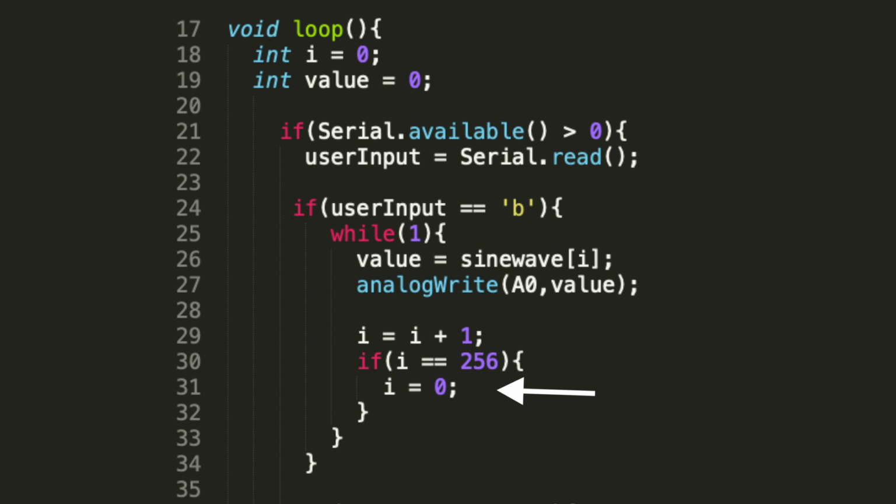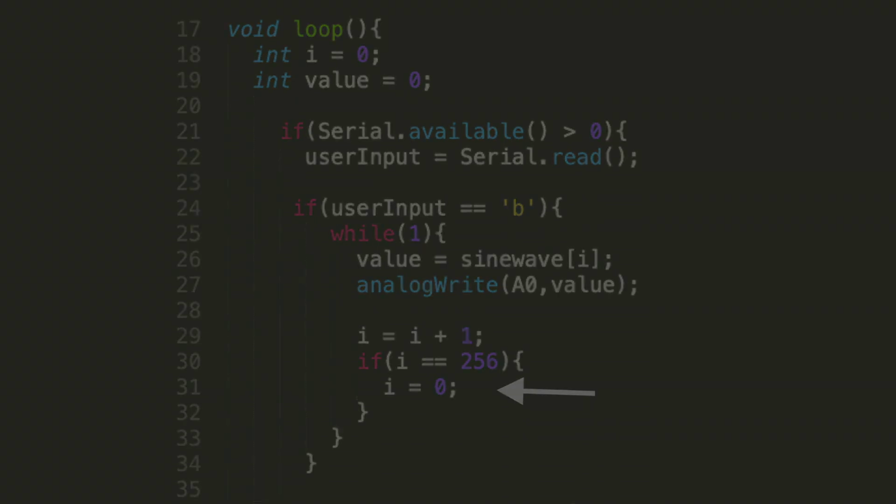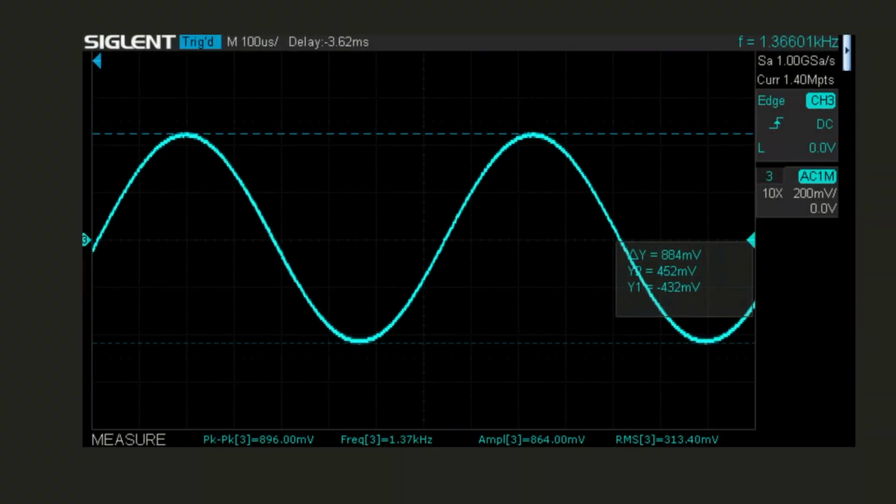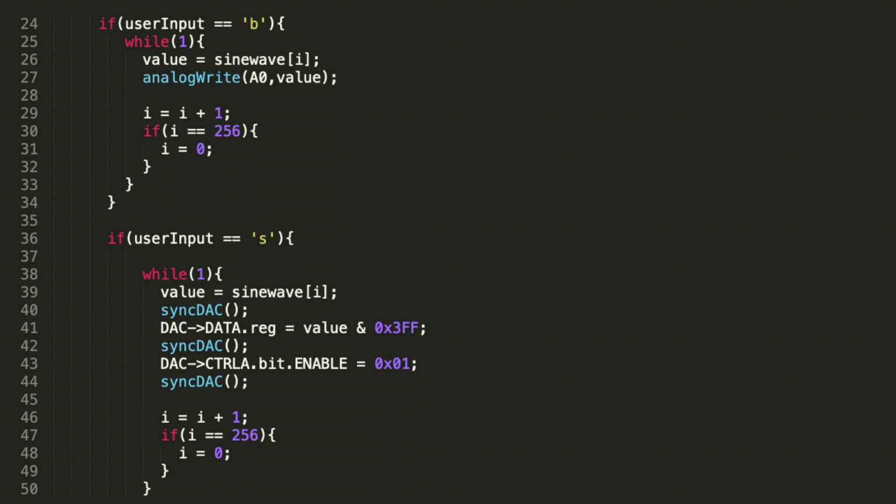So the last value in the sine wave lookup table is 255, in terms of its position in the array. So when it equals 256, we reset it back to 0. The result using the built-in analogWrite is a 1.366 kHz sine wave. So we reviewed the built-in analogWrite function. Now let's see what we can do to optimize for speed.